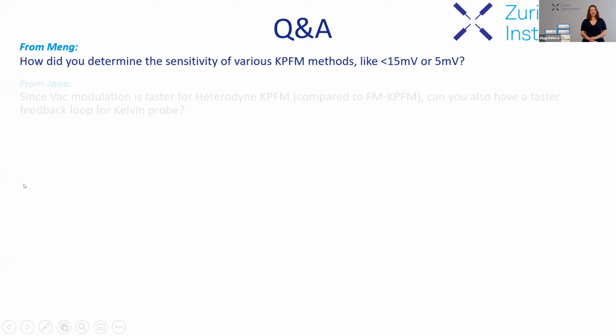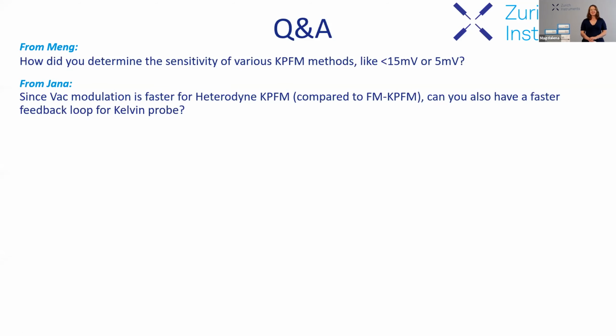Okay, great, thank you. Next question from Jana. Since VAC modulation is faster for heterodyne KPFM compared to FM KPFM, can you also have a faster feedback loop for Kelvin probe? What we must know first is that in both cases we will probe the average value of the signal. So in both cases it won't influence the measurement. But for the feedback loop, I didn't compare, so I cannot answer. It will obviously depend on the frequency of the mode of the modulation, but I didn't compare the feedback loop parameter between these two modes, so I don't want to make some mistakes.